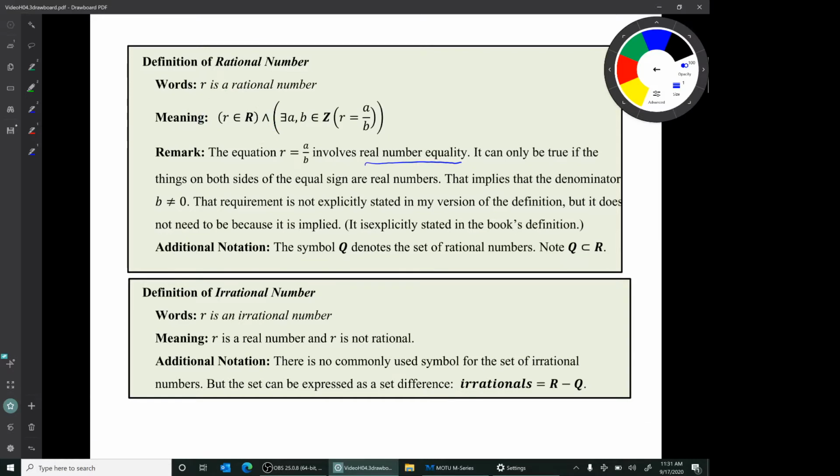And a related definition is that of an irrational number. That simply means that the number R is a real number and R is not rational. Now, there is no commonly used symbol for the set of irrational numbers, but we can express it as a difference. So the set of all irrational numbers is the set of all real numbers minus the set of rational numbers.